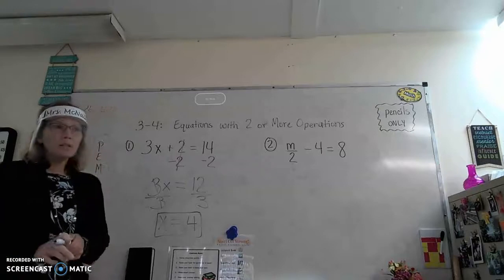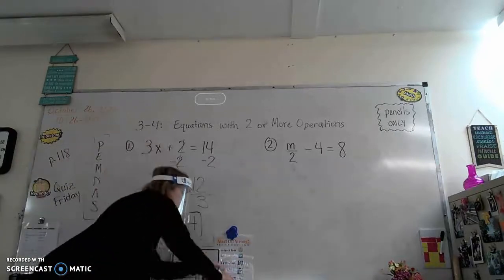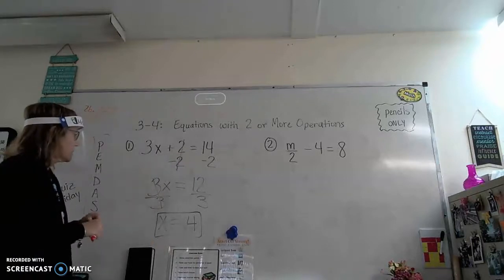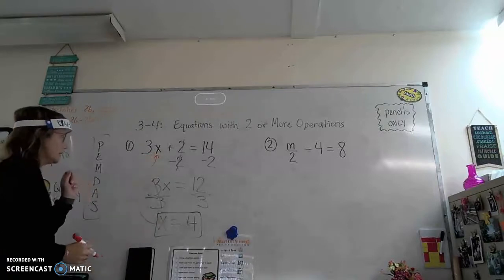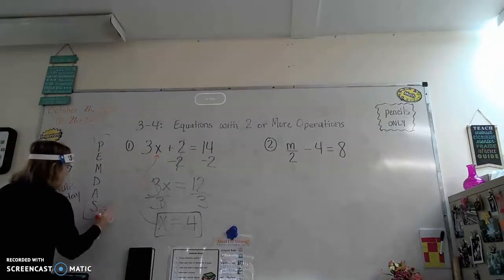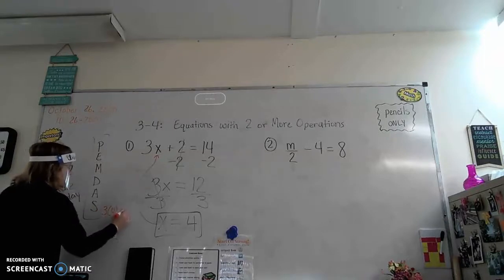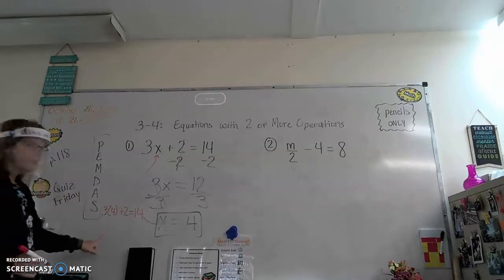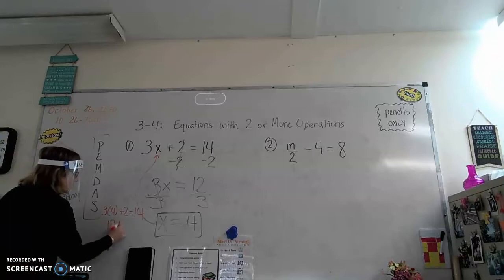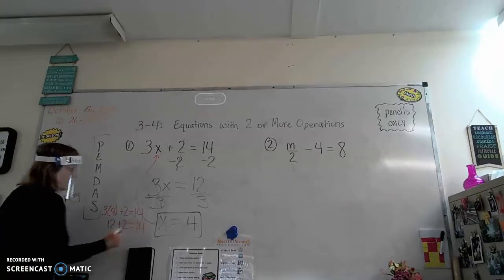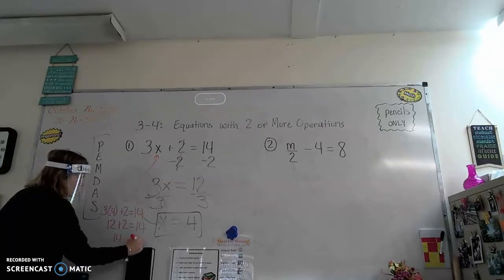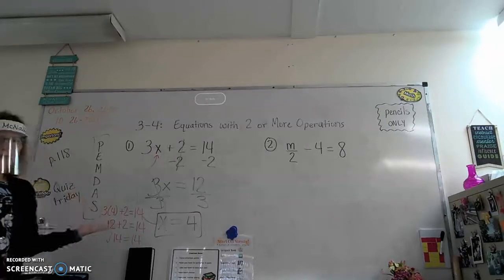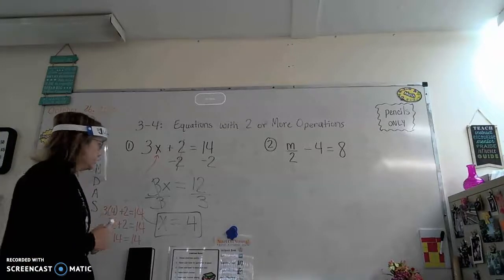Now it says check the solution. So I am going to plug it back in and see if I get the right answer, if I balance both sides. So I'm going to take this 4 and plug it back in there. 3 times 4 plus 2 equals 14. And 3 times 4 is 12. Bring the rest down. And then 12 plus 2 is 14. So if I get the same number on both sides, that means I had the right solution, and I'm good.